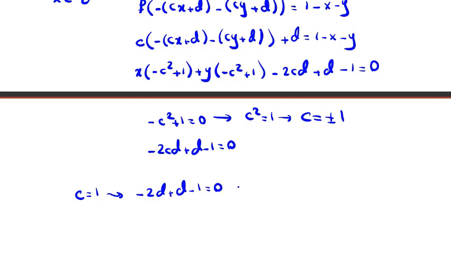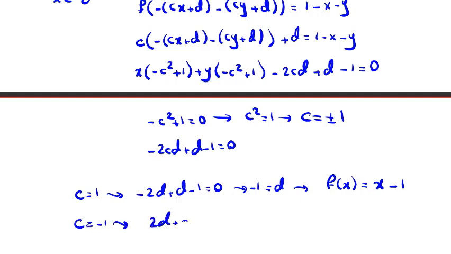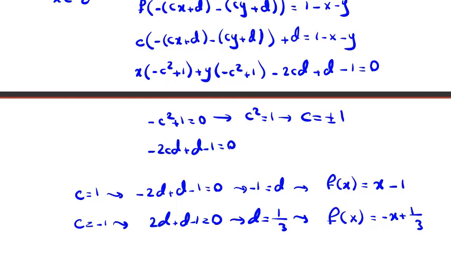So negative d, take it to the right hand side, it will be d equals negative 1. So it is cx plus d. So f of x is x, cx plus d minus 1. And if c is negative 1, if you replace here, it will be 2d plus d minus 1 is 0. So you can conclude d is 1 over 3. So f of x equals cx, negative x plus 1 over 3.